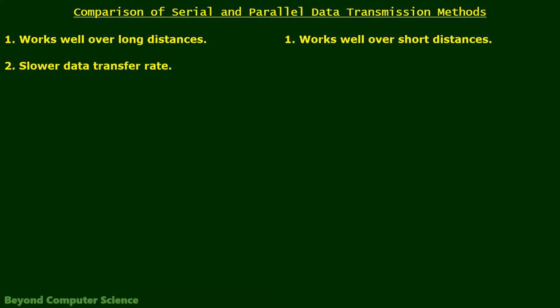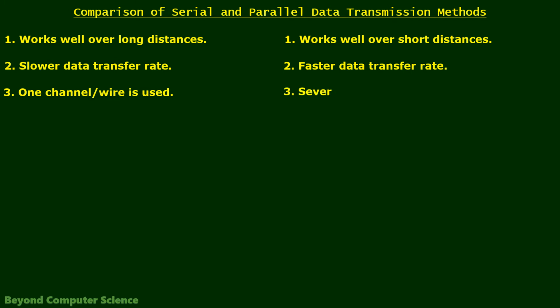Serial obviously provides a slower data transfer rate because we are using only one wire and bits are going one after the other, unlike the parallel transmission method, which has a faster data transfer rate because we have multiple wires, 8, 16, 32 or 64. One channel or wire is used in serial transmission, whereas in parallel data transmission, we use several channels or wires to transmit data in a parallel way.